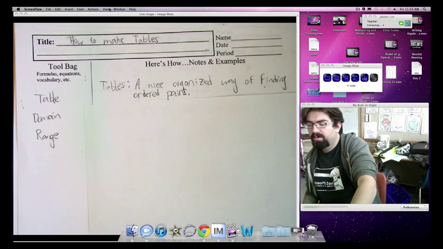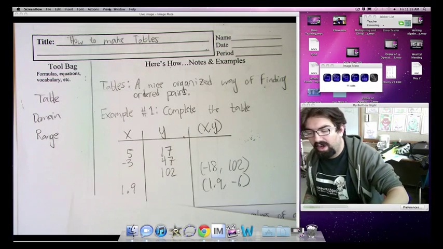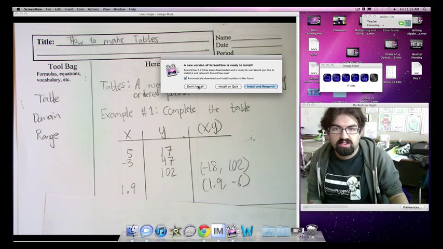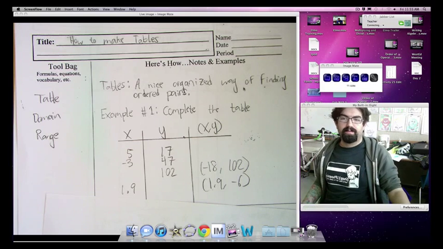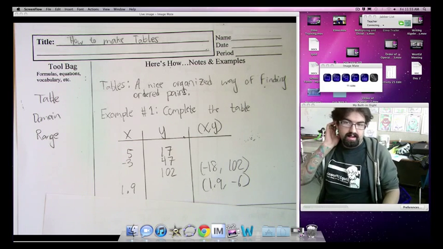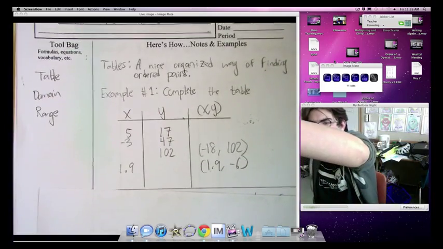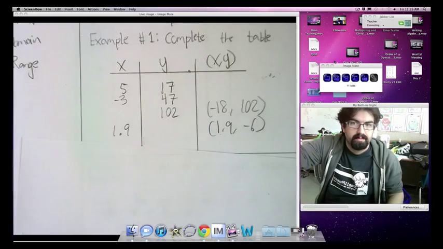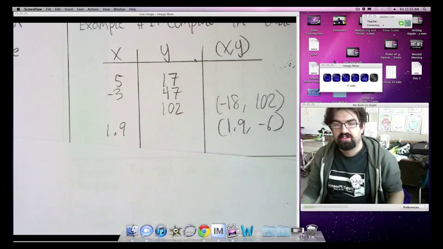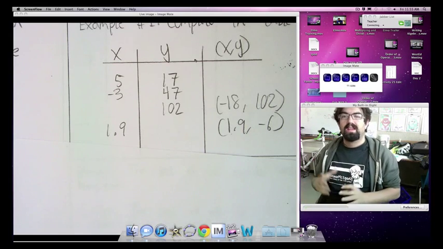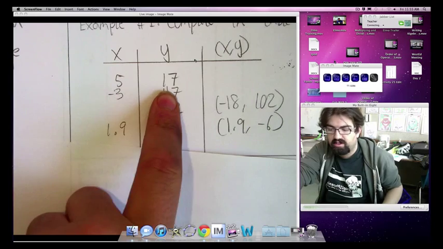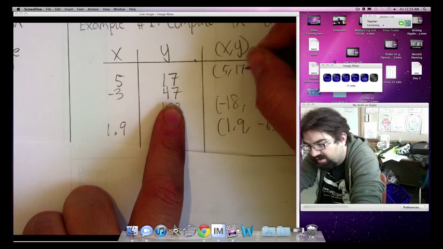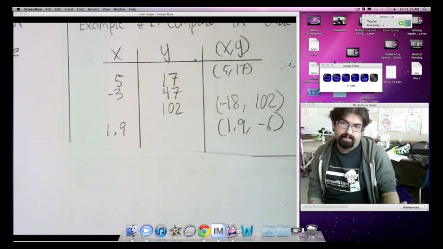Alright, here we go. First thing about tables is let's just play with the idea of what exactly a table is. Basically, if I make a table, eventually you're going to choose your own X's and I'll find Y's. So we're skipping a lot of things at first. The idea is that if I know what X is and I know what Y is, an ordered pair is what they are together. So for the first one, it is 5 and 17. That's the first ordered pair.